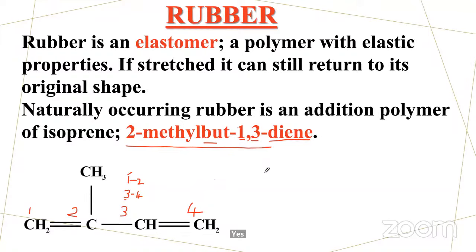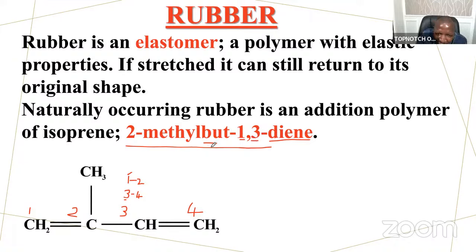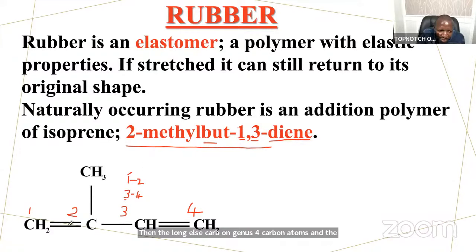In short, remember, diene, di means two double bonds. You have to tell us where they are located. One and three means the first double bond occurs between the first and the second carbon, and the second double bond occurs between the third and the fourth. Then the longest carbon chain has four carbon atoms, and the other branch is a methyl on the second carbon atom.